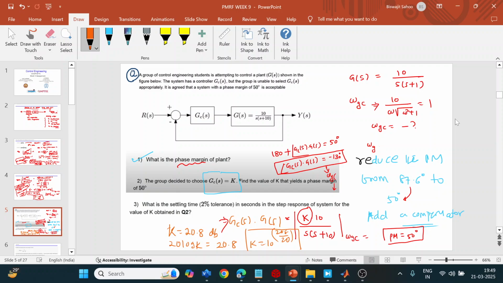Let me do question number 3 for you. What is the settling time in seconds in a step response of the system for the value of k obtained in question number 2? In question number 2 I got a k value. Can anyone tell me what is this value k? 10 to the power 20.8 by 20.